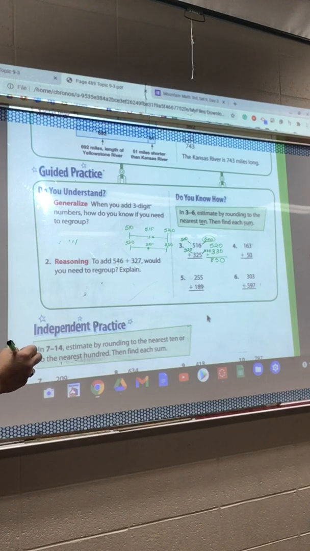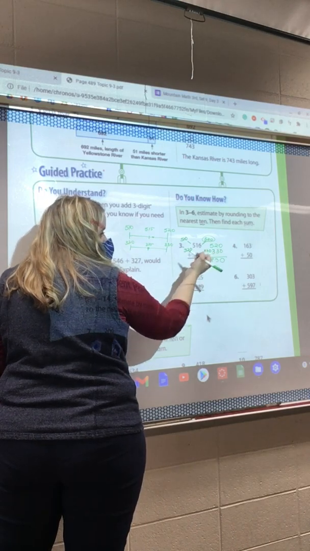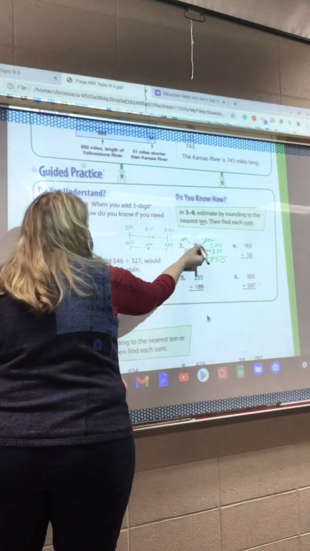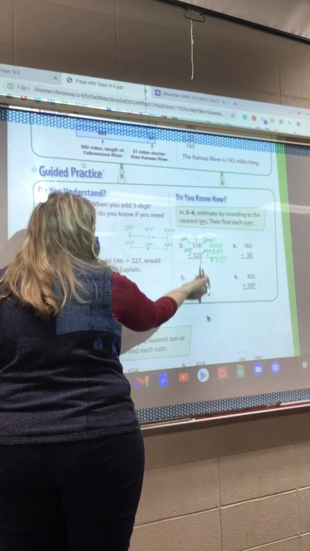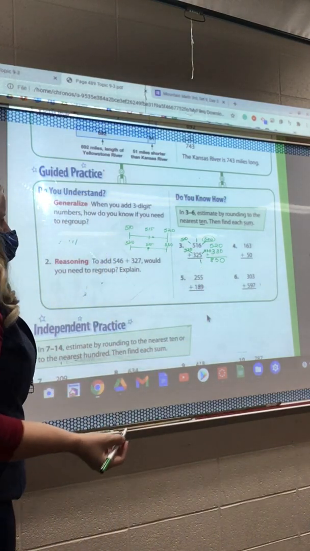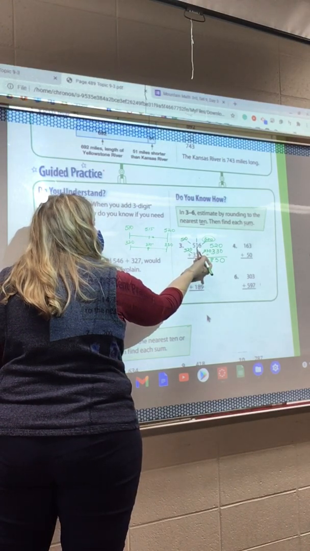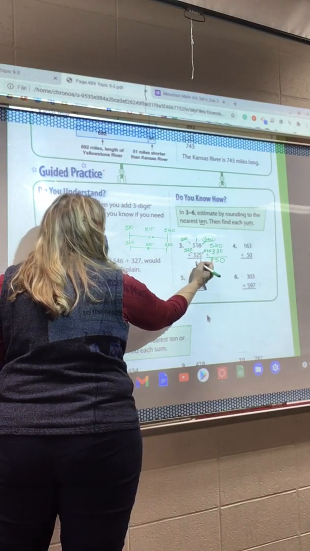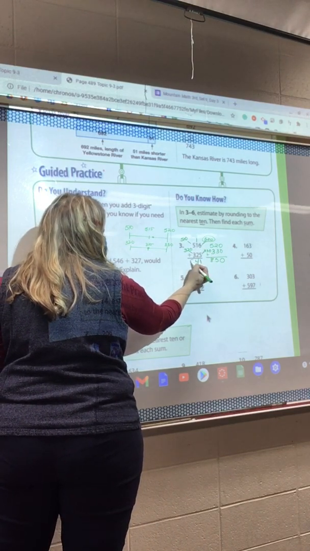Okay, 6 plus 5 is? 11. What do I do with that extra? Remember? I put it on top. We learned a new word yesterday. What's that called when I have to move it over to the other place value? Regroup. Can I hear you say that? Regroup. Yeah, so we're moving it over because it's no longer just ones. Now we got a 10, so we got to put it in the right column. So I got 2 plus 1 is 3. What's another one? 4. I got 5, 6, 7, 8.